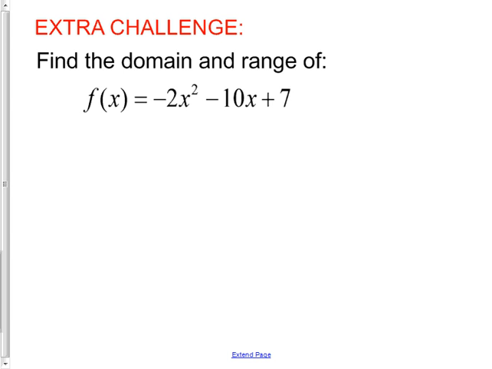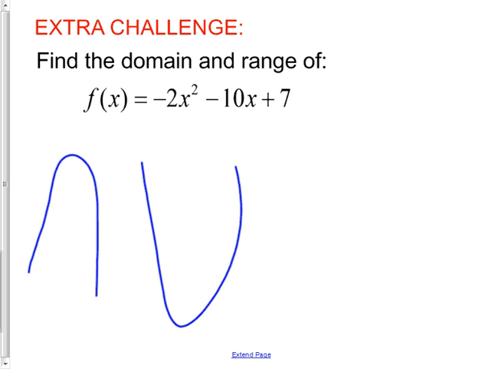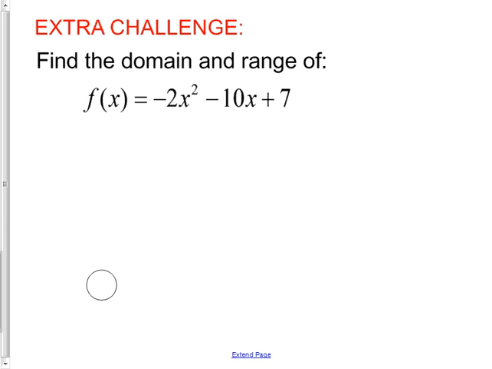Extra challenge. Find the domain and range of this. I'll give you a hint. The domain, super simple. It's a parabola. They all have the same domain. Whether it's this way or this way, what's the domain on that puppy? Negative infinity to positive infinity. Okay, good. So the only thing really that you need is the range.